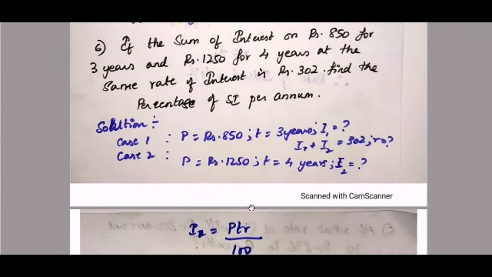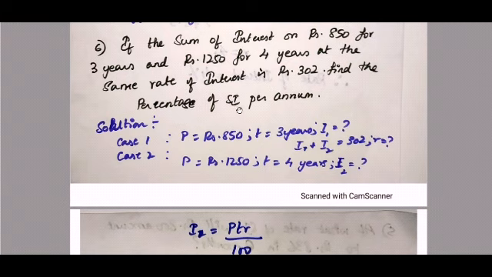So your next question: if the sum of interest on rupees 850 for 3 years and rupees 1250 for 4 years at the same rate of interest is rupees 302.